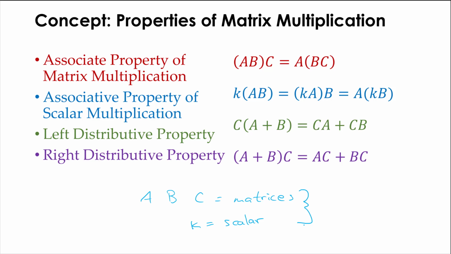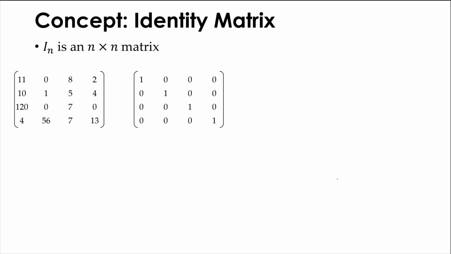Let's take a look next at our identity matrix. Our identity matrix is for square matrices only, meaning I have the same number of rows as I do columns. Here I have a 4 by 4. That's what we mean when I say I sub n is an n by n matrix. It means we have the same amount of rows as columns.